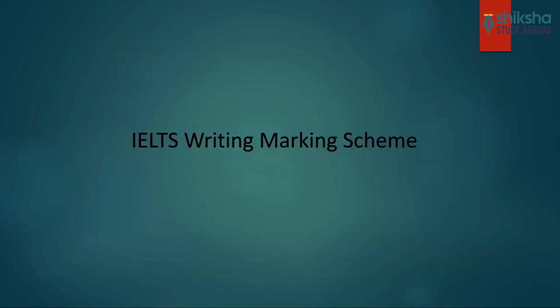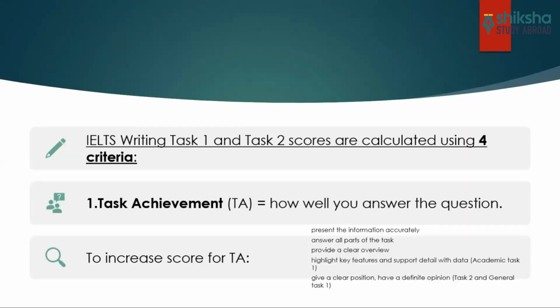Coming to your IELTS writing marking scheme, let's read about that. So IELTS writing task 1 and task 2 scores are calculated using 4 criteria. What are those 4 criteria or parameters? Let's see. First is task achievement, also known as TA, how well you answer the question. This is what it means.